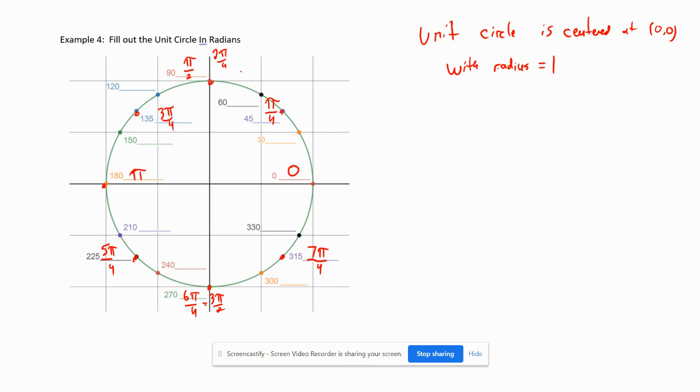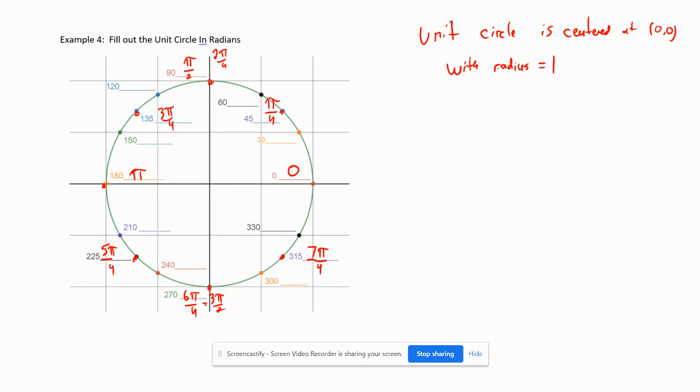So pi over 4 plus pi over 4 will be 2 pi over 4, which reduces to pi over 2. 3 pi over 4, 4 pi over 4, 5 pi over 4, 6 pi over 4, 7 pi over 4, 8 pi over 4, which is the same thing as 2 pi over here. Okay, so far so good?